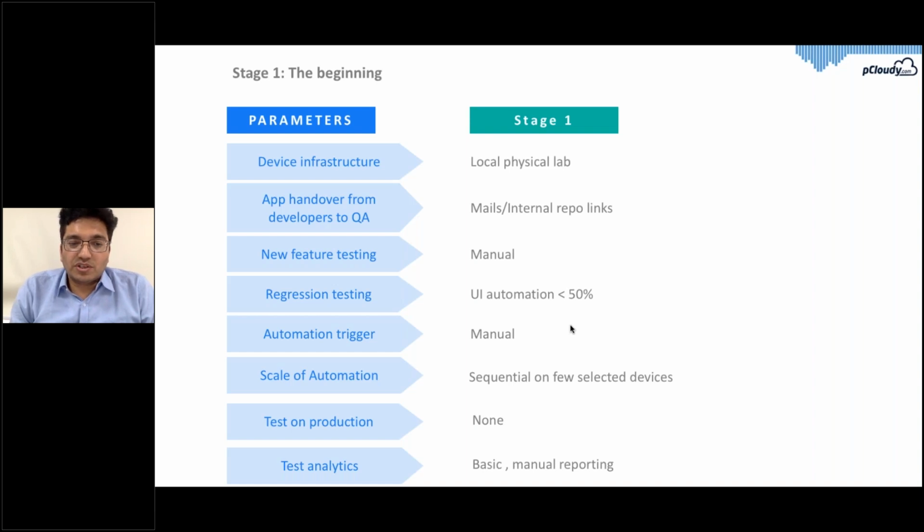The scale of automation is very minimal, as I said, sequential on a few selected devices. There's no testing on production, or any shift-right testing to be more precise. Test analytics is very basic manual reporting, where once the testing is complete, you fill that data in Excel sheets and then generate reports.